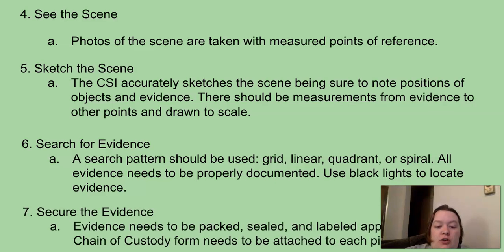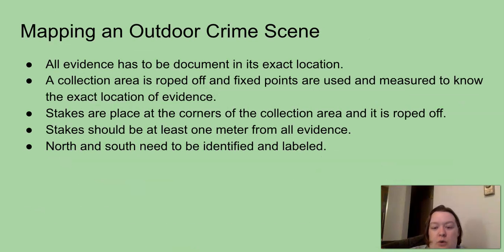Then they're going to secure the evidence. We found the evidence, we've taken photos of it, we've measured it out, we've sketched it out. Now we're going to secure it, we're going to package it properly, seal it, and label it properly. Again, chain of custody is very important. Every piece, once packaged appropriately, will then be attached to a chain of custody form.